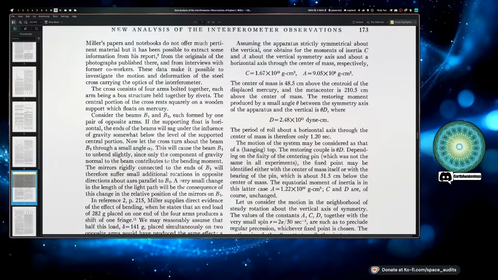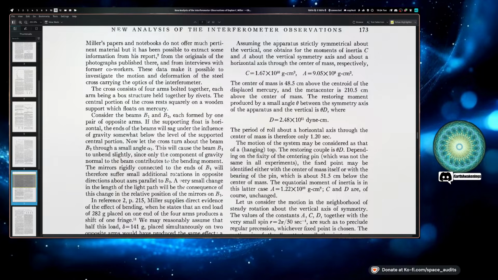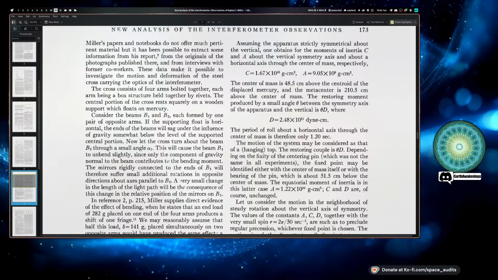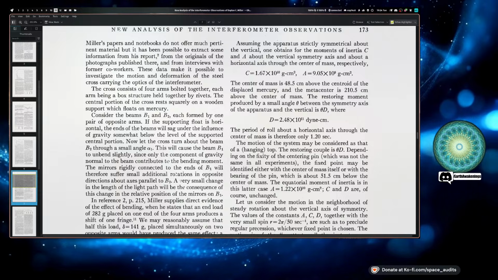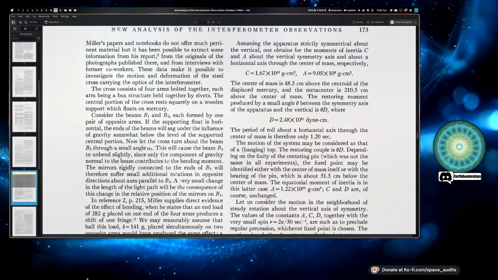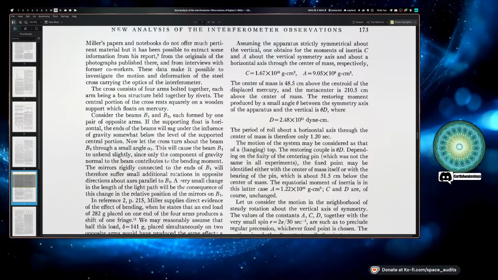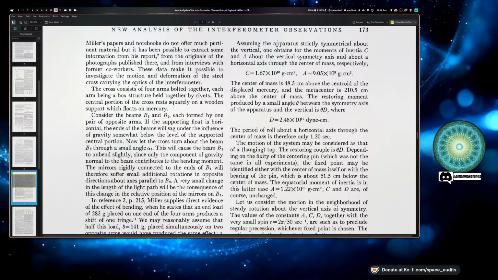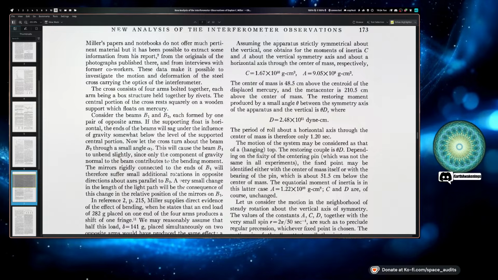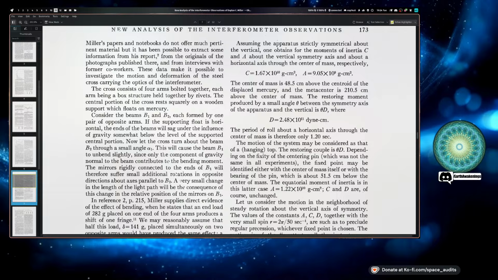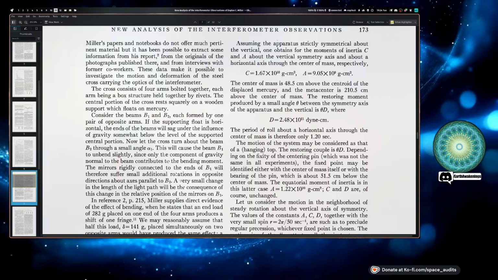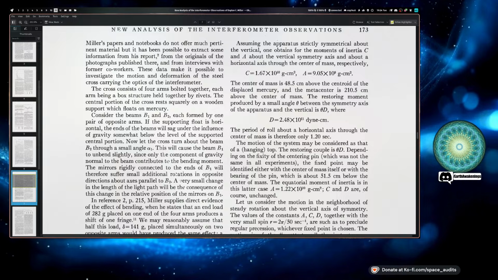Now let the cross turn about the beam B2 through a small angle alpha 1. This will cause the beam B1 to unbend slightly, since only the component of gravity normal to the beam contributes to the bending movement. The mirrors rigidly connected to the ends of B1 will therefore suffer small additional rotations in opposite directions about axes parallel to B2. A very small change in the length of the light path will be the consequence of this change in the relative position of the mirrors on B1.